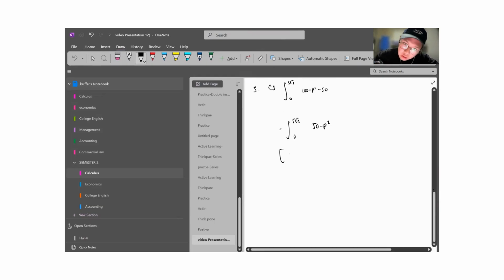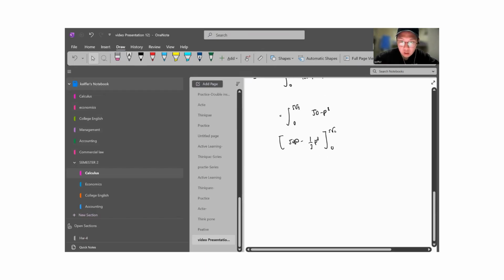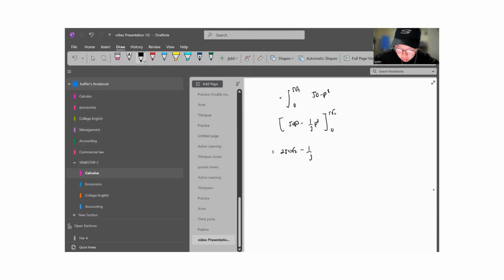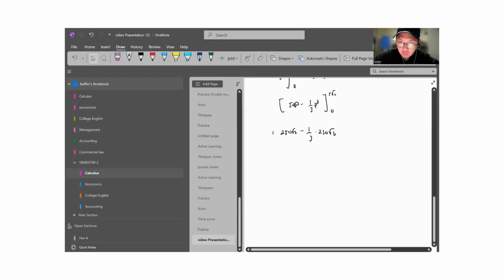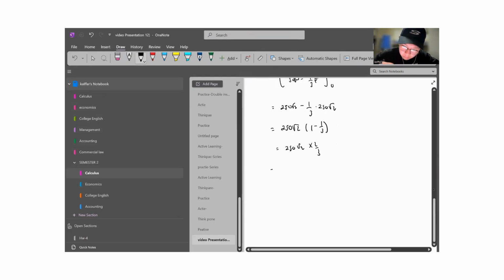So we do an integral like 50p minus 1/3 p cubed, from 0 to 5 square root of 2. Now we substitute inside. So this is going to be 250 square root of 2 minus 1/3 times 250 times 2. Now we just calculate the equation. So the answer is this.